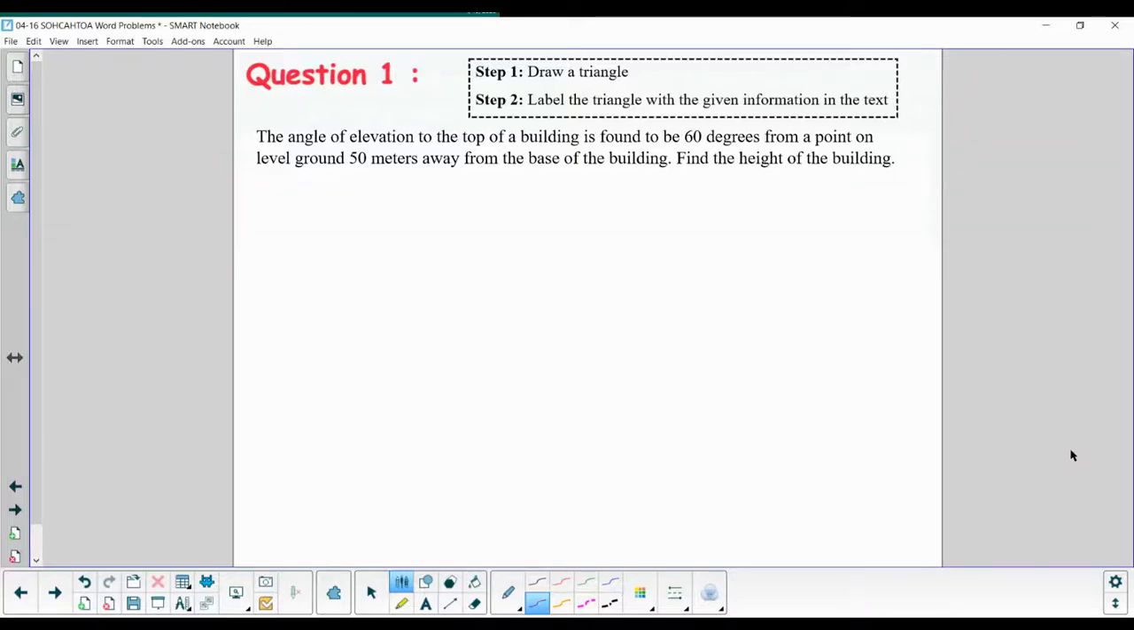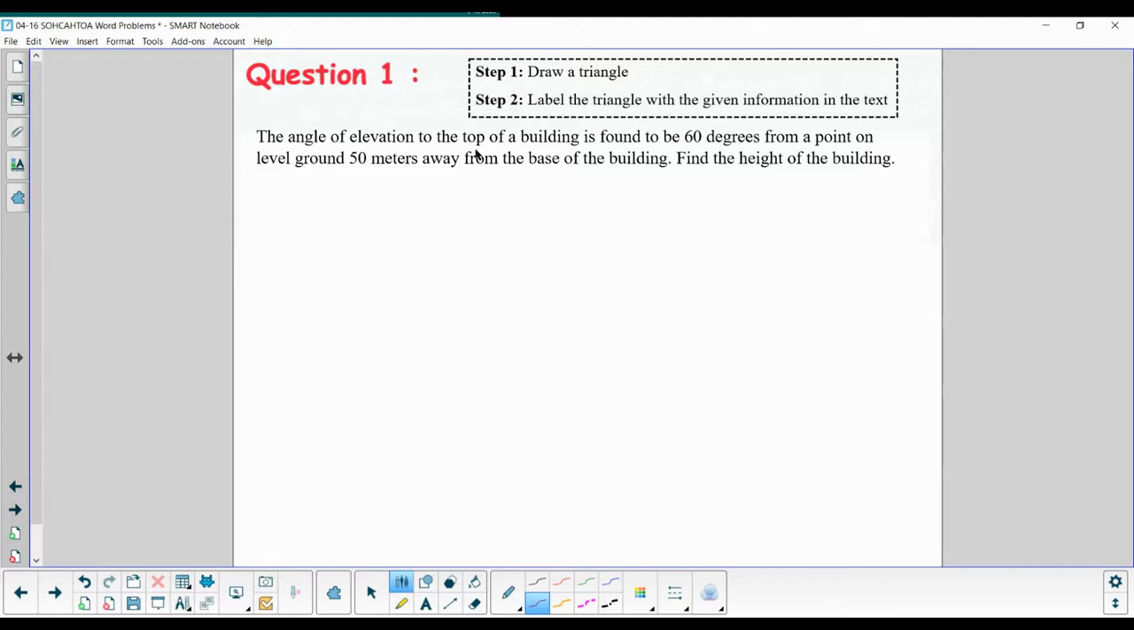So our first question, we want to read through the whole thing. It says the angle of elevation on the top of the building is found to be 60 degrees from a point on level ground 50 meters away from the base of the building. Find the height of the building. So I want to go back and figure out what I need to draw.